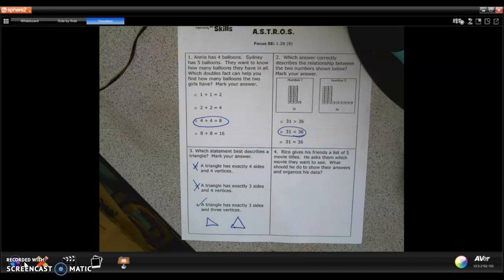Rico gives his friends a list of 5 movie titles. He asks them which movie they want to see. What should he do to show their answers and organize his data? So you may say he's going to graph, or he's going to do a tally mark, or a picture graph, or a bar graph. Any of those would have been acceptable answers.